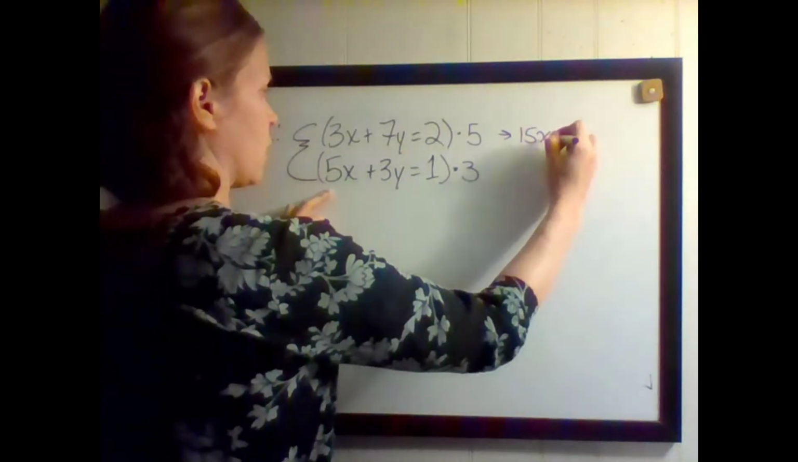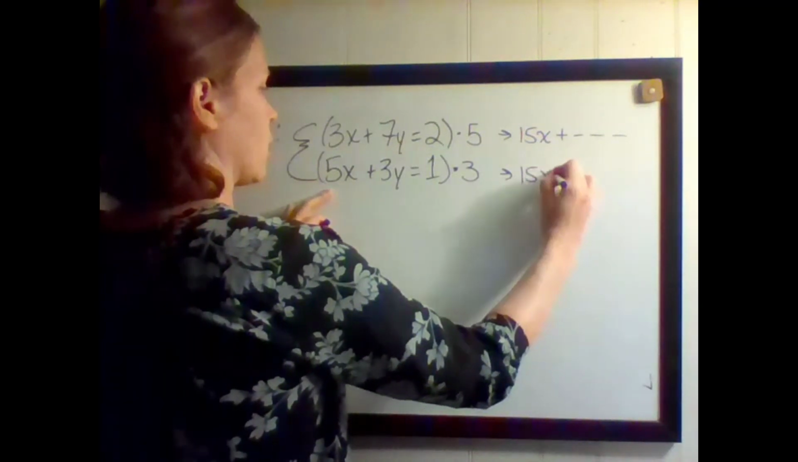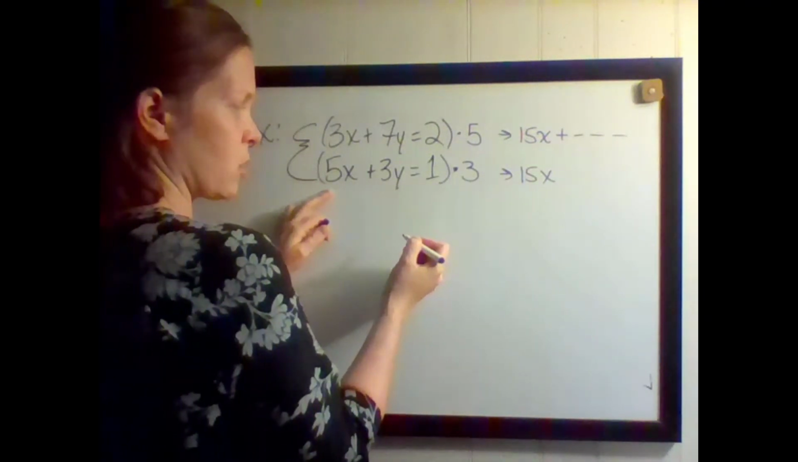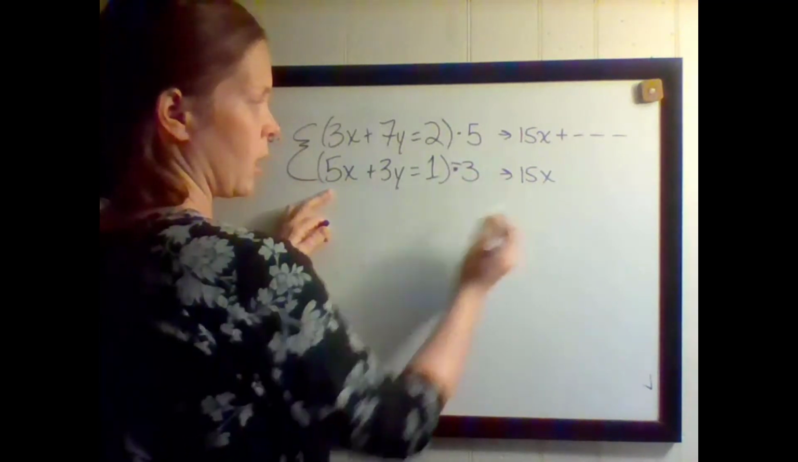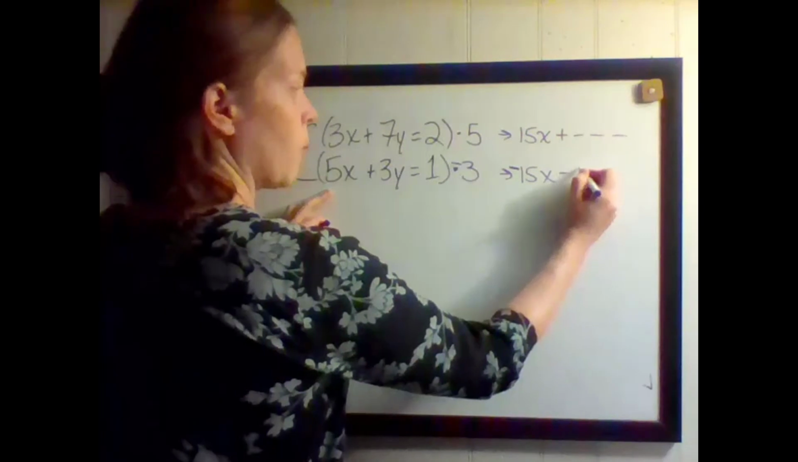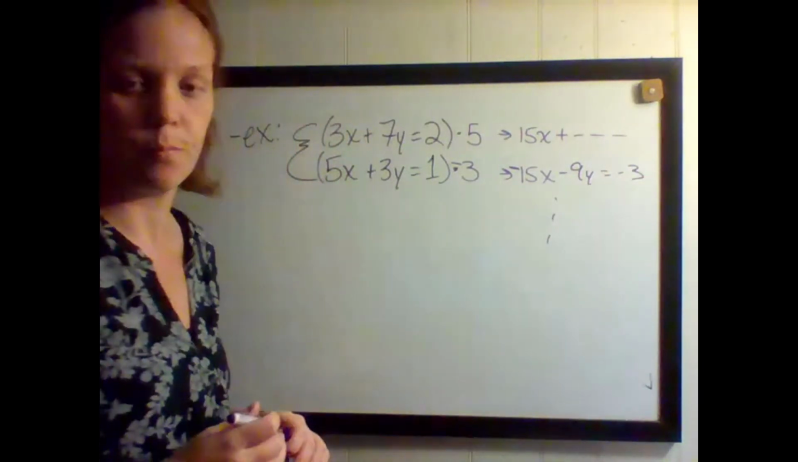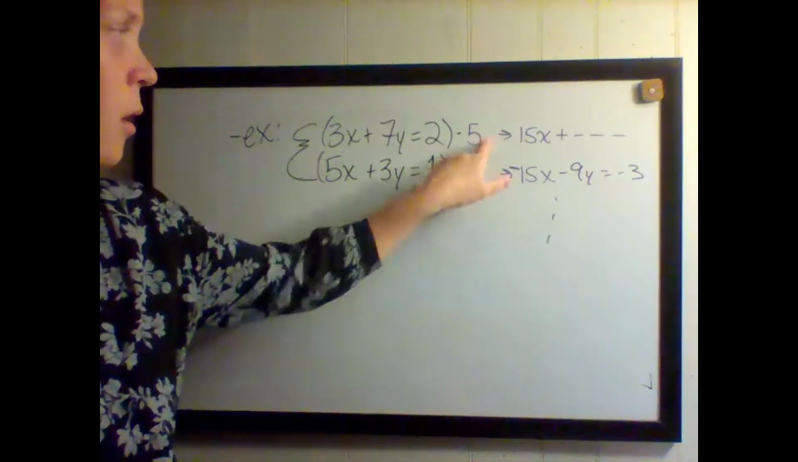So I get a 15x plus and so on, 15x. Now one of them though is going to have to be negative. So let's say I do the bottom one by a negative 3. So that I get the opposite signs, negative 15x minus 9y equals negative 3. And then go from there. So sometimes we might have to multiply both of them.